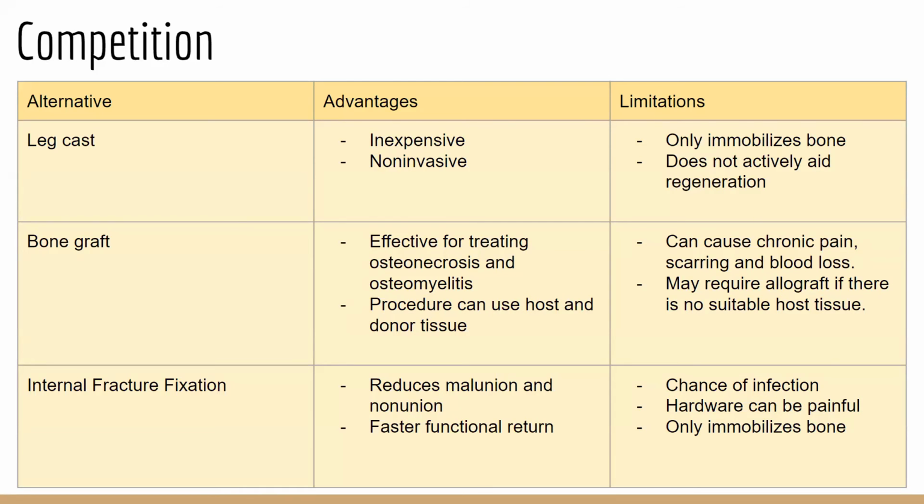Shown are the advantages and limitations of each alternative. The leg cast and the internal fracture fixation only immobilize the bone for the healing process. They do not have mechanisms to actively aid with the regeneration of bone. They are better suited with treating fractures where all pieces of bones are present. They cannot help with bone degradation disorders like osteoporosis, osteomyelitis, and osteonecrosis. Bone grafts can help with these disorders.